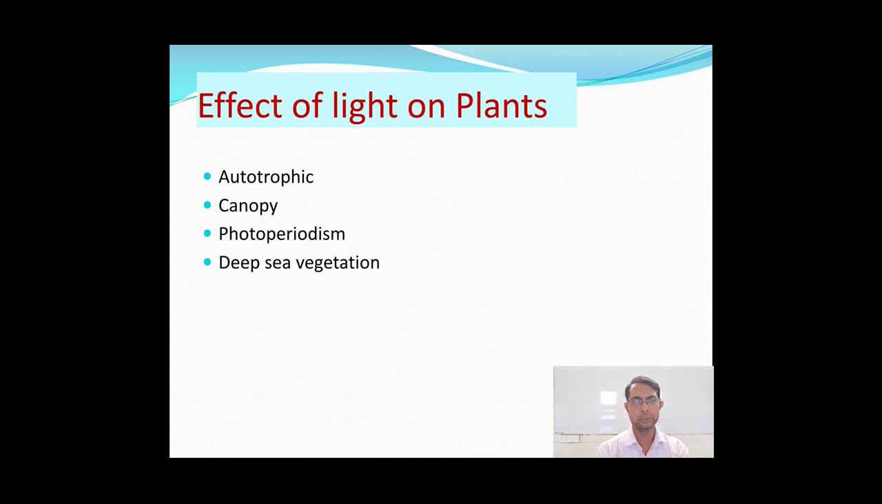Now photoperiodism, it is the most important parameter which is influenced by light.